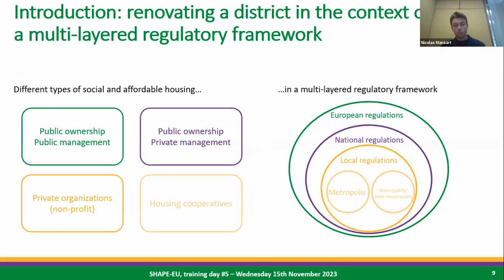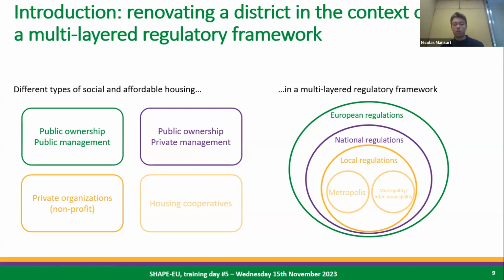there are different types of social and affordable housing organization throughout Europe. So you can find models of public ownership and public management, to the model of public ownership and private management under a service contract. But there are also private organizations that are generally non-profit that own and manage affordable housing for certain vulnerable groups.